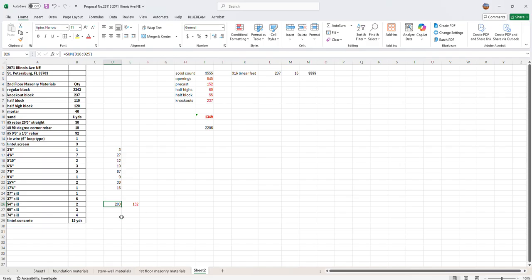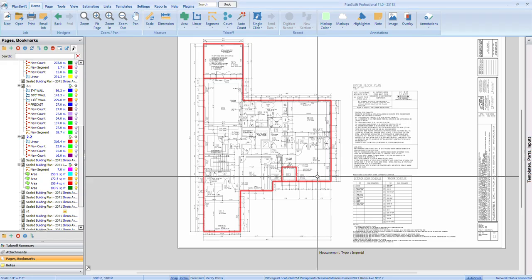And then all I do is I just turn that into block. So 203 divided by 16 inches equals 152. So we got 152 that we got to deduct for our precast.